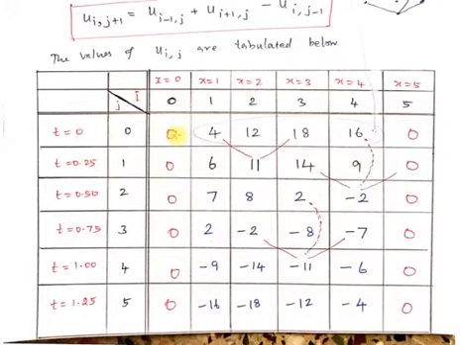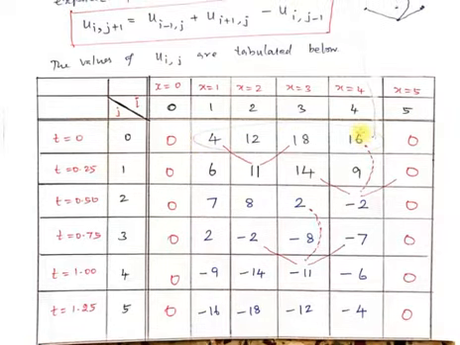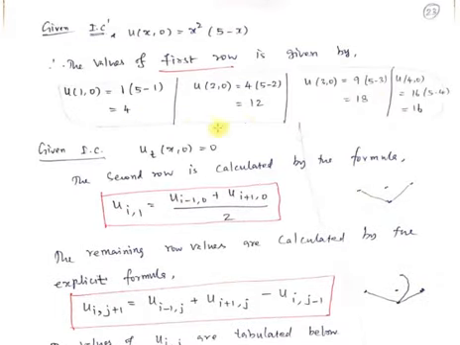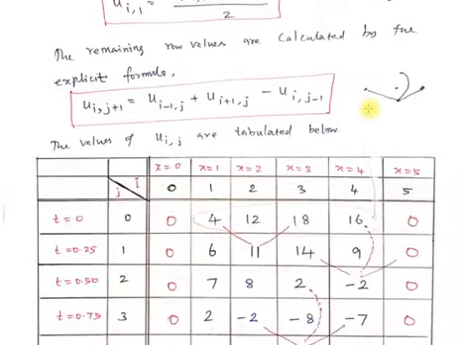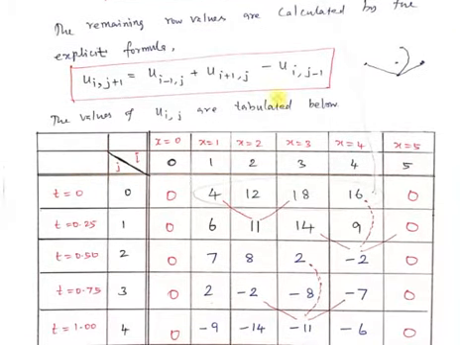The first column will be 0 and also the last column will be 0. The first row is calculated by this value: 4, 12, 18 and 16. Then this second row is obtained by 0 plus 12 by 2, so it is 6. 4 plus 18 is 22 divided by 2 is 11. 12 plus 16, so it is 28 divided by 2, it is 14. 18 plus 0 by 2, so it is 9.